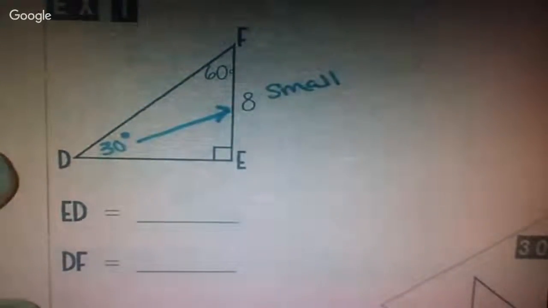So if this is 60 degrees, what does that make this angle? 30. So across from my 30 is 8. So what is this? Your small leg. That's my small. Across from my 60 is my big. And across from my 90 is my hypotenuse.